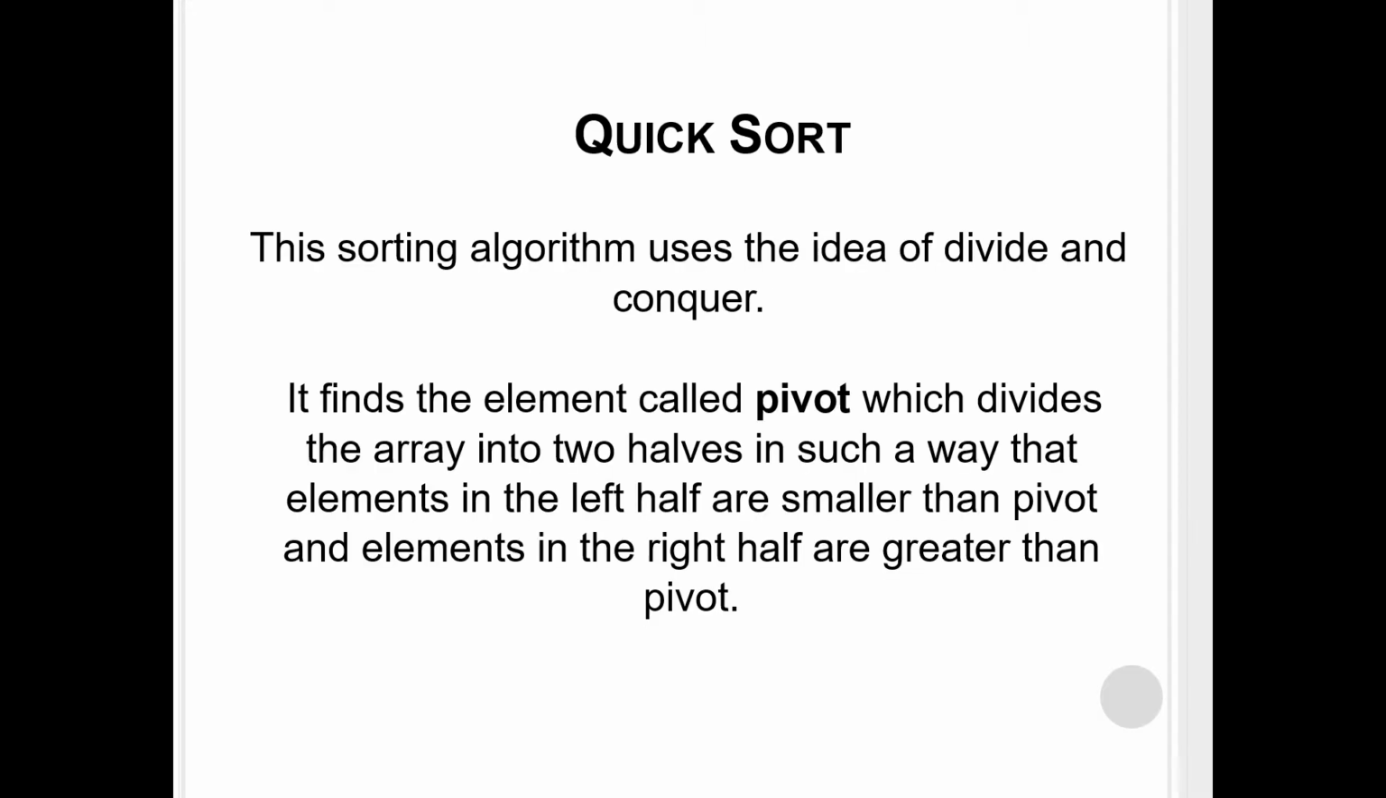We are going to begin our discussion on quicksort with a little guidance from this presentation. So what is quicksort? Quicksort is a sorting algorithm which uses the idea of divide and conquer. Basically it finds the element called pivot which divides the array into two halves in such a way that elements in the left half are smaller than the pivot and elements in the right half are greater than the pivot.